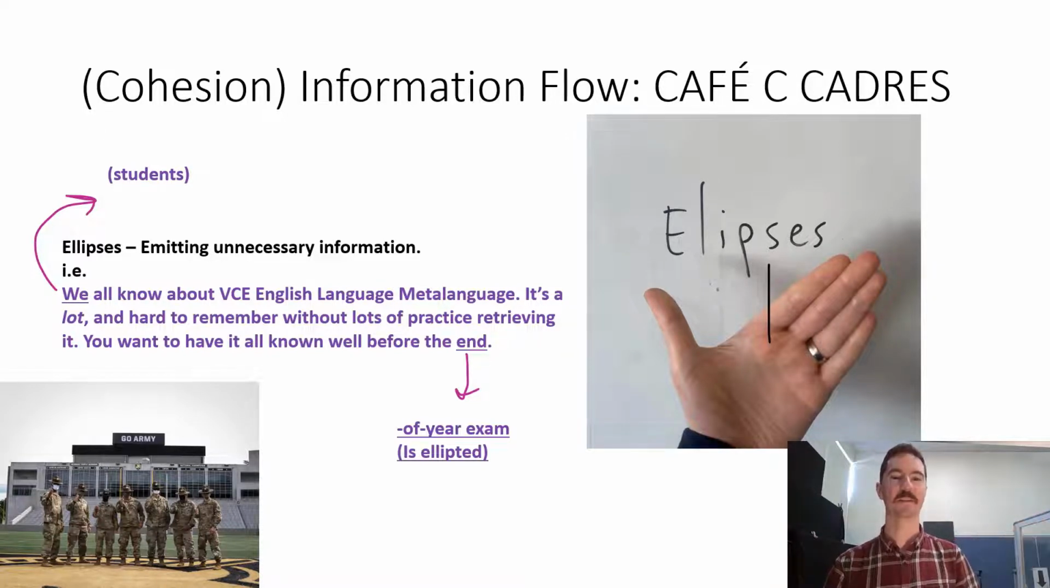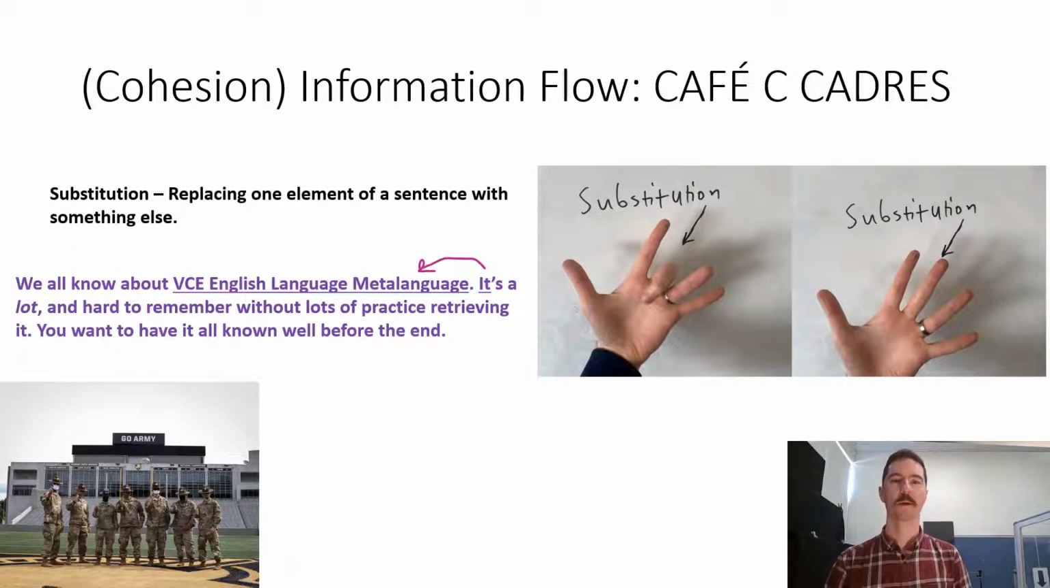It's basically when you take something out because it's assumed. In this case, we and students is the bit that's been ellipted, or in the sentence you want to have it all known well before the end of your exam is ellipted, because if we're talking about VCE English meta language, you probably know that we're talking about an end of year exam in that case.